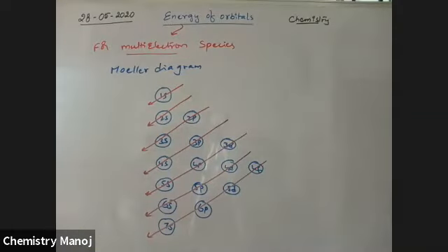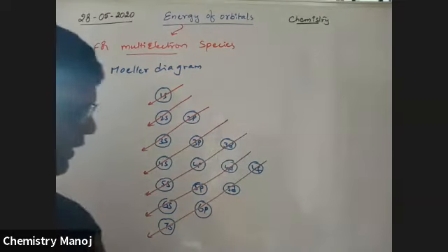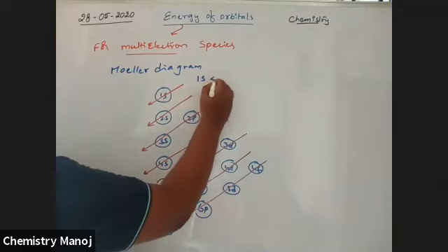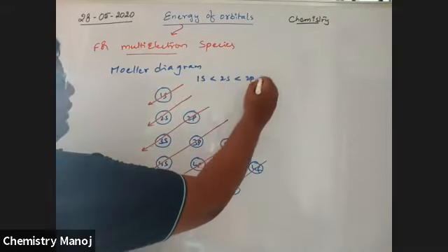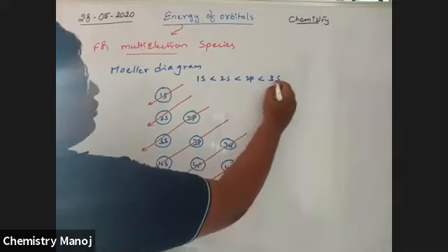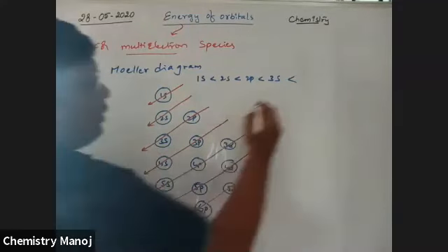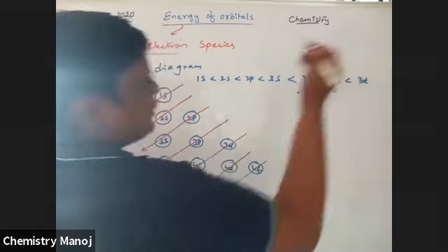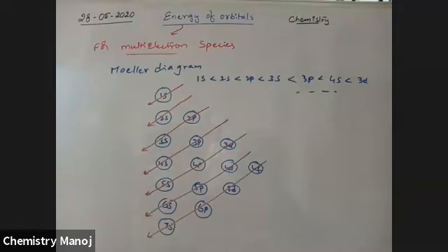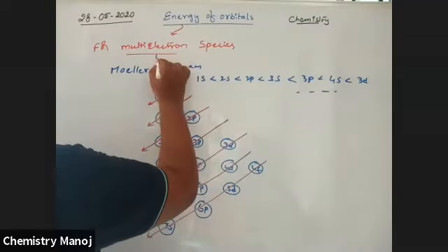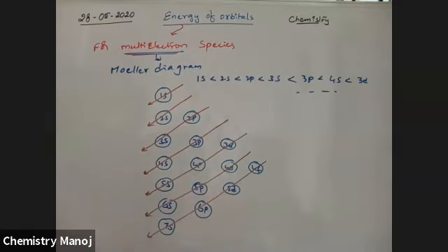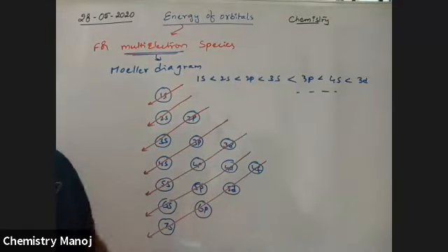So this is the way to identify the energy of the orbitals. That means the order of different orbitals' energy is 1s less than 2s less than 2p less than 3s, which is less than 3p, which is less than 4s, which is less than 3d. Like this, energy orders are there. It is applicable for multi-electron systems. My dear boys, it is for multi-electron systems. Previously, I told you that was for single electron systems.